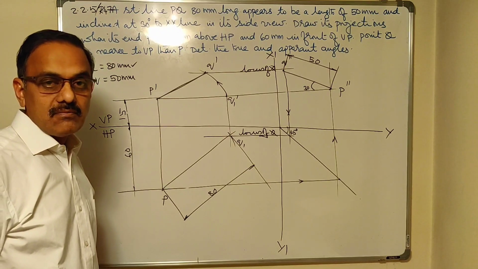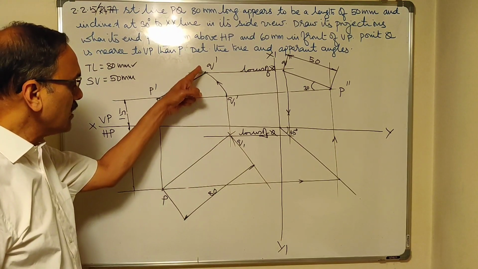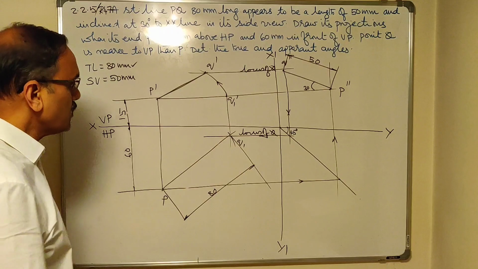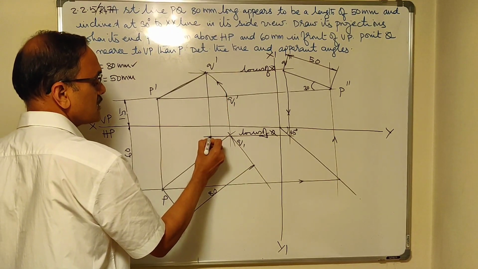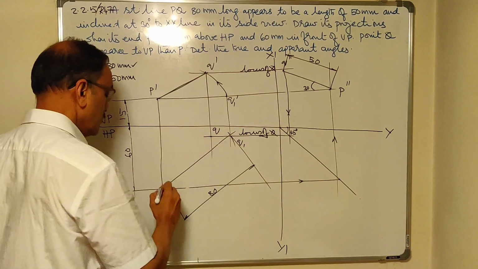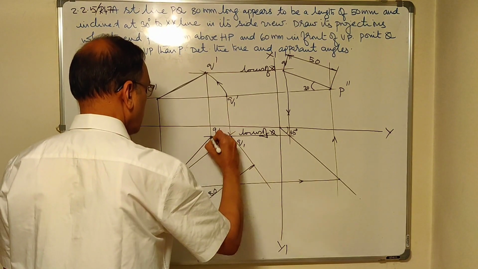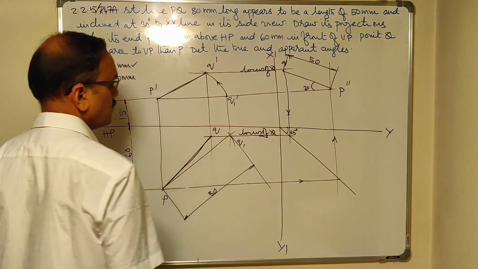Is that understood? If Q dash is here, Q should lie on the locus of Q in the top view. So I can draw a projector. Wherever my projector intersects the locus, that should be Q, and this is the top view. The top view should be dark.